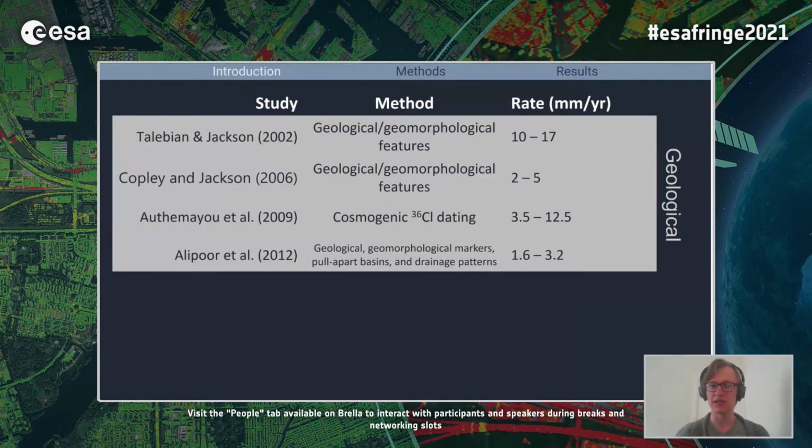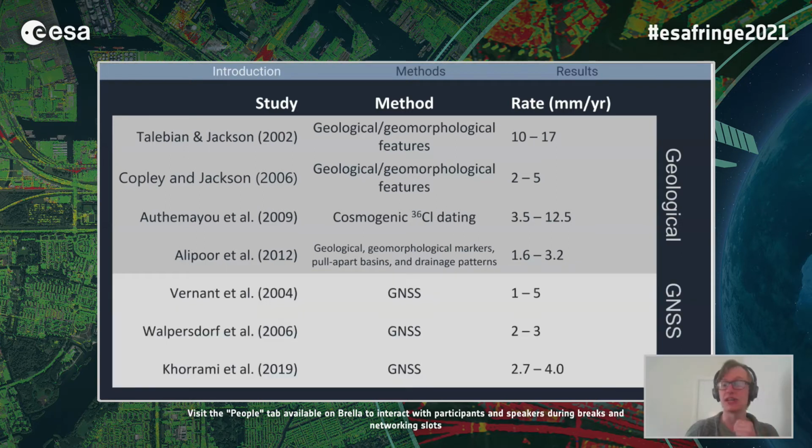So previous estimates for the interseismic slip rate on the fault come from firstly geological estimates, which generally cover a broader range and tend to be a little bit higher, with the exception of this Alipour 2012 paper, which is quite at the low end of the rates. And then the other group is GNSS studies. This is coming from a relatively sparse GNSS network in this bit of Iran and on the other side into Iraq. And these lean towards the lower end. So 1 to 5 millimeters a year is a good band for those.